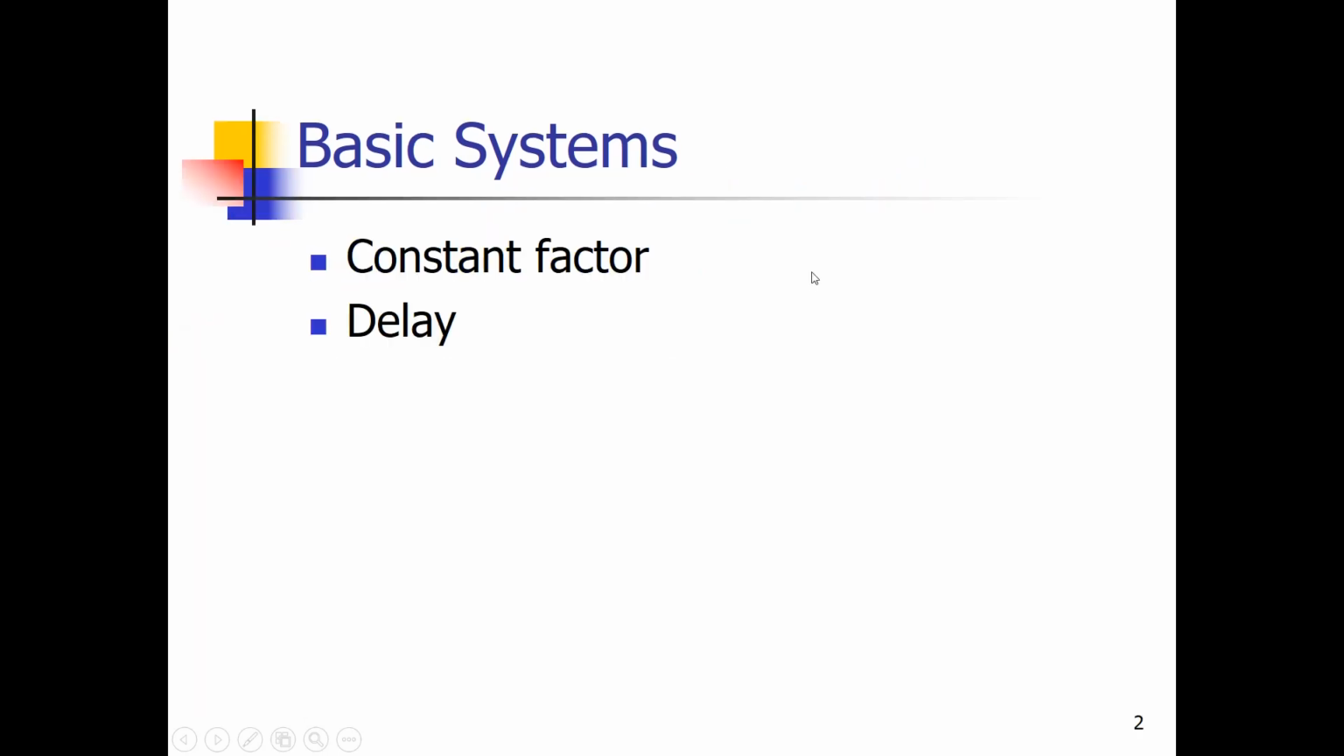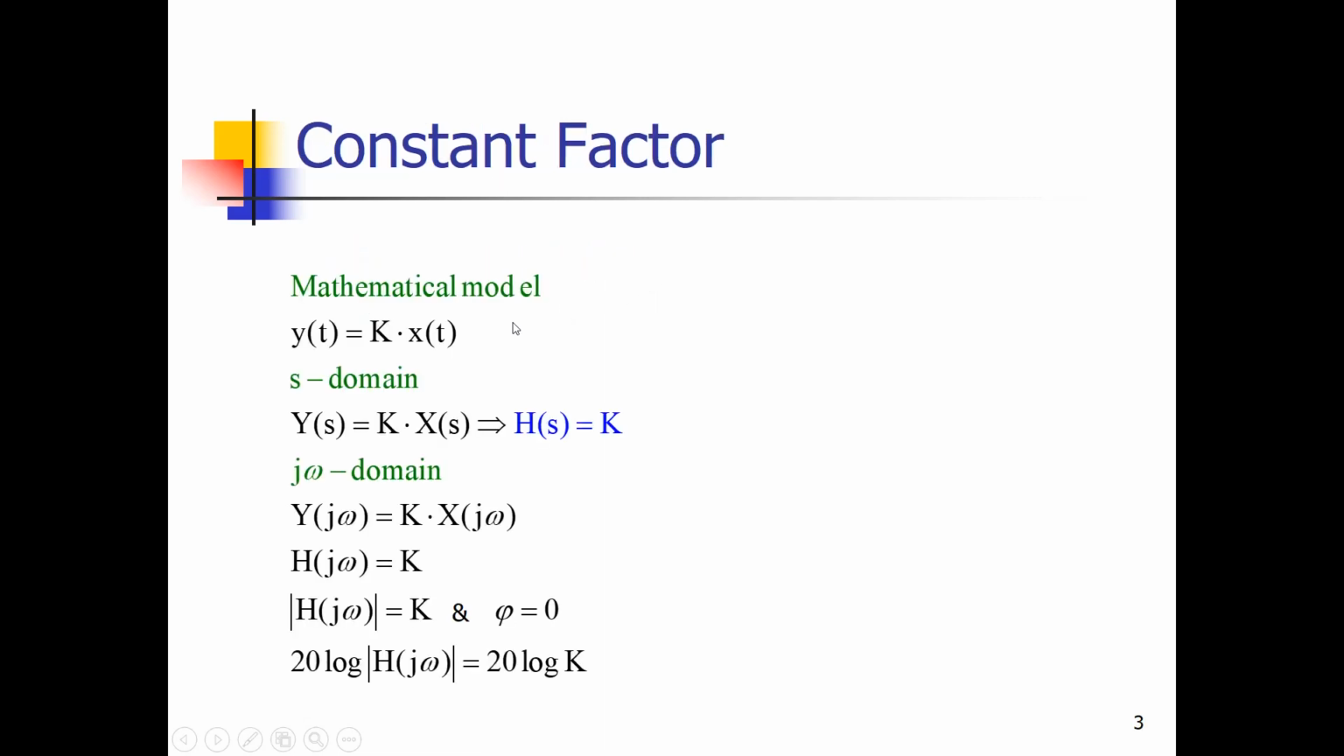What kind of special systems we are going to discuss is the constant factor, it's an easy one, and it is the delay. Well, the constant factor, I said it's an easy one. It's a relationship between output and input with a k, a constant factor over here. So y equals k times x.